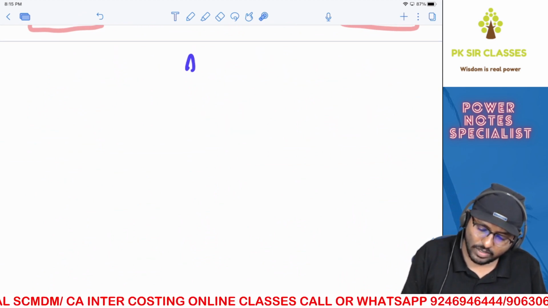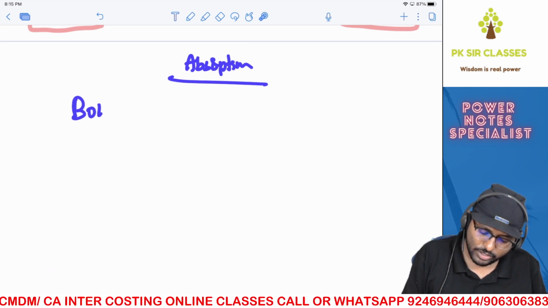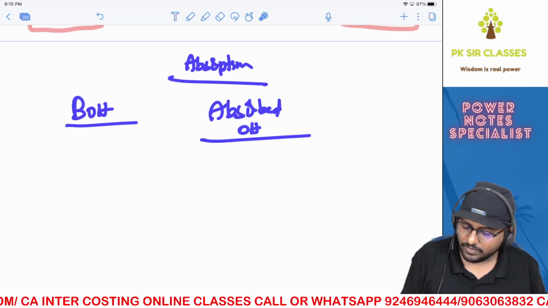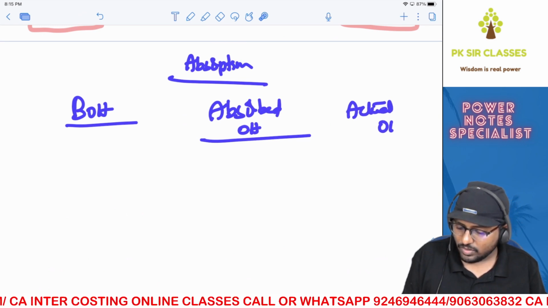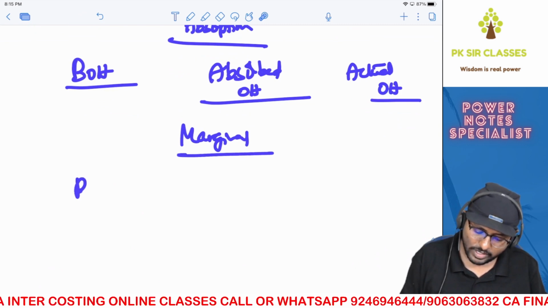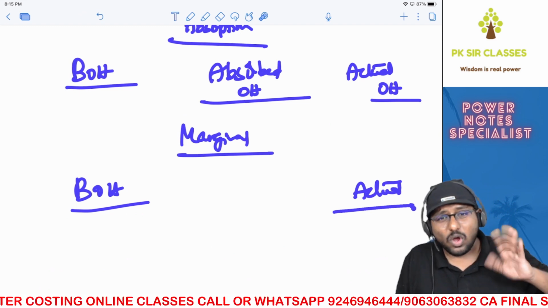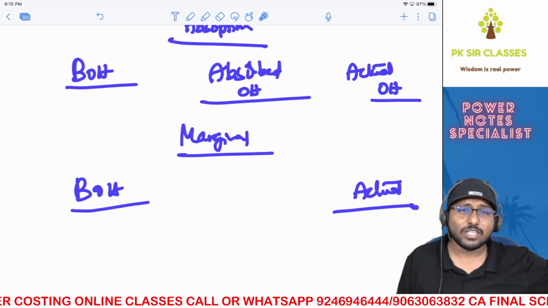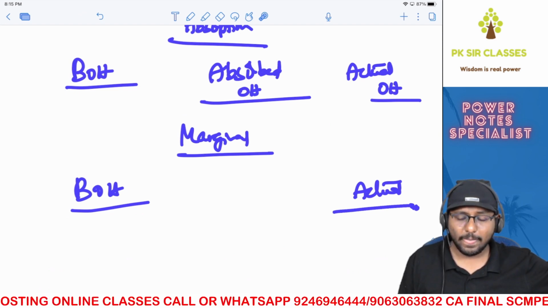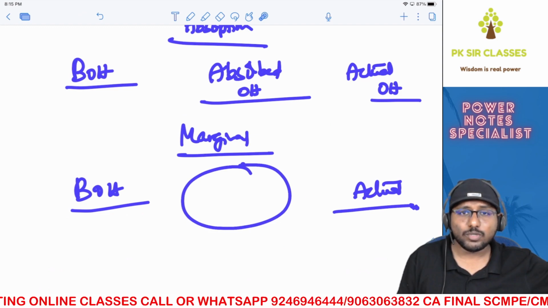Let me put it over here. As per absorption costing, you have three types of overheads: budgeted overheads, absorbed overheads, actual overheads. As per marginal costing, you've got two types of overheads: budgeted overheads and actual. Because there is no concept of absorption when it comes to marginal costing. There is no need also, because in marginal costing anyway, fixed overheads will be considered irrelevant. Which means there are no absorbed overheads when it comes to marginal costing.